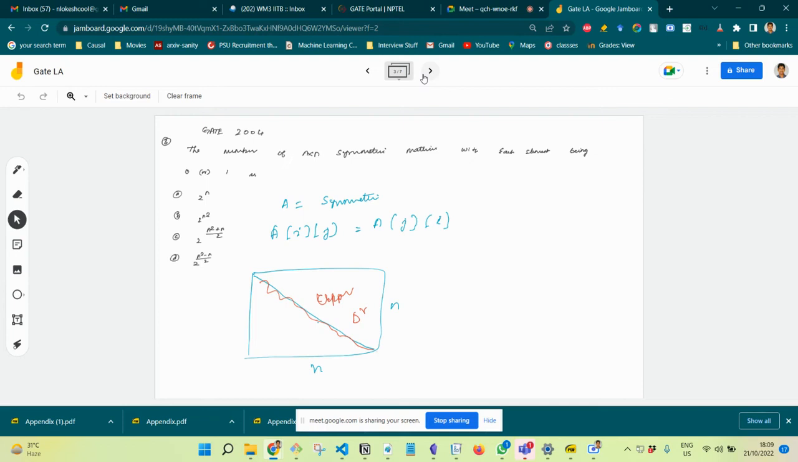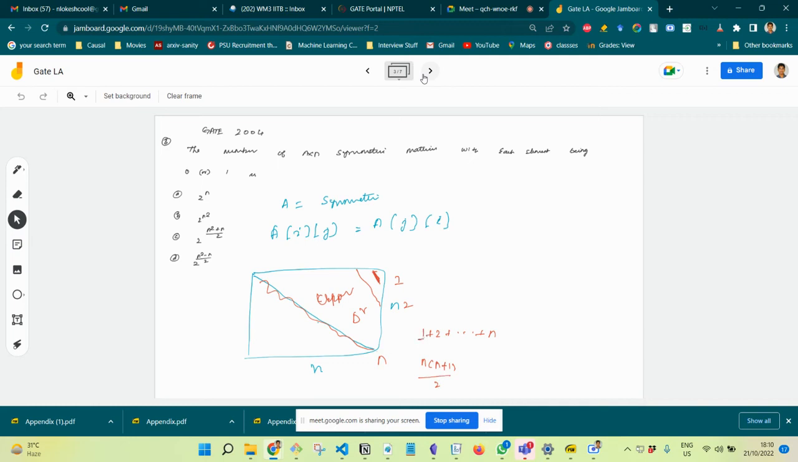Now, when you start counting, you will start with the upper right corner. You will have one entry. In the second diagonal, you will have two entries, and likewise you will come all the way to n entries. So the number of items that you have freedom to fix is 1 plus 2 plus up till n. Now you know the sum of n natural numbers formula. What is that? It is n into n plus 1 by 2.